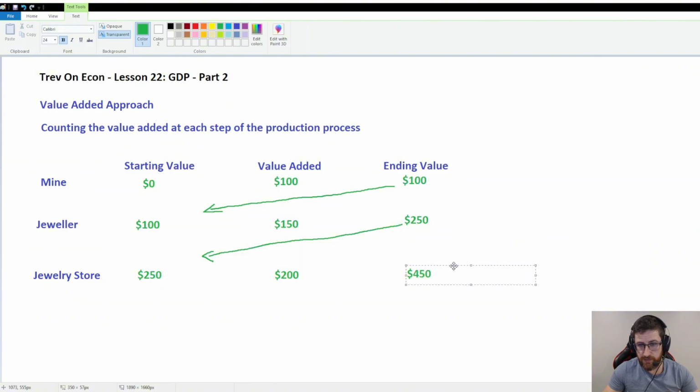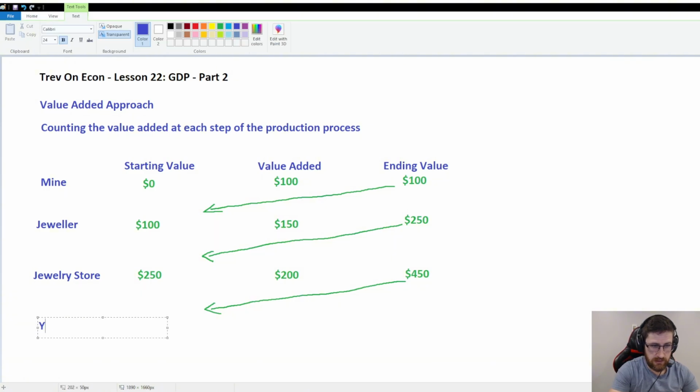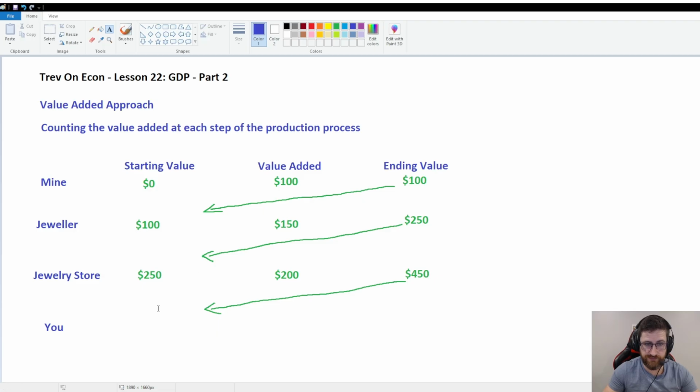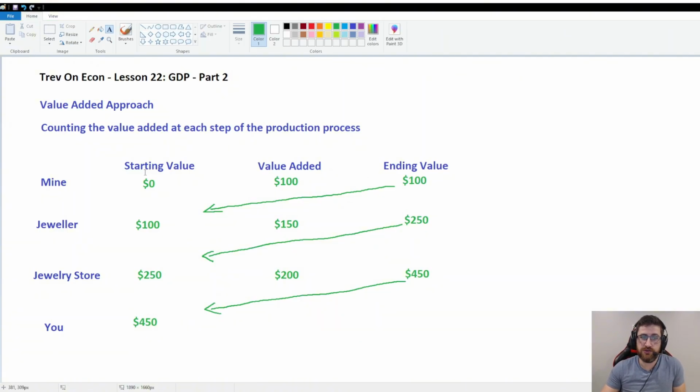And then you come along. You're looking to, I don't know, get married, buy an engagement ring, whatever it is you're going to do. And then you buy this ring for $450. Okay. And again, that is just basic supply chain stuff, right? As you go down the supply chain, every step should add value, and then the customer pays a final price.